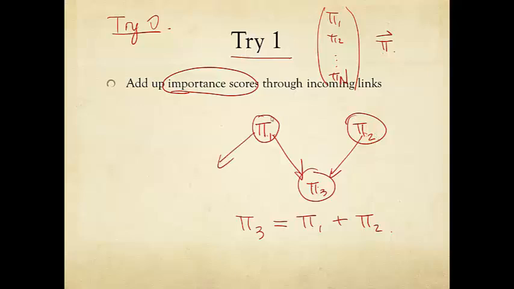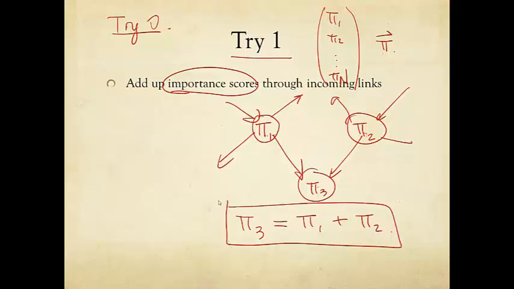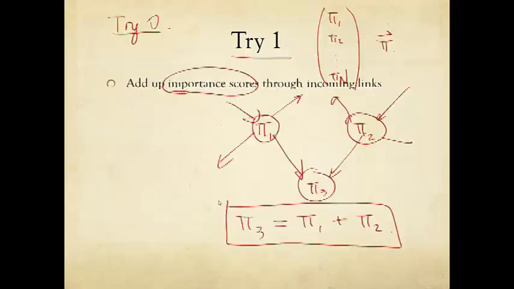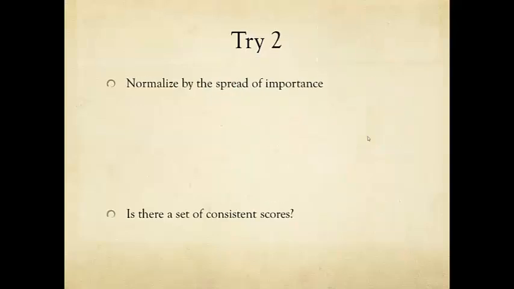And of course, in general, first node and second node, they may have many other connections coming in and going out. So this is a reasonable choice. However, what it ignores is that some node, like this node 1 here and 2, they are pointing to many other nodes, not just node number 3.